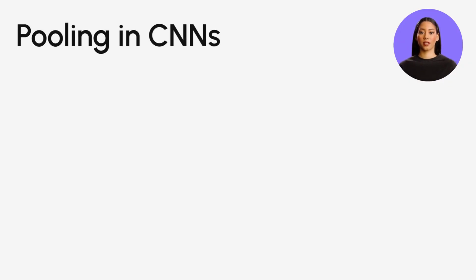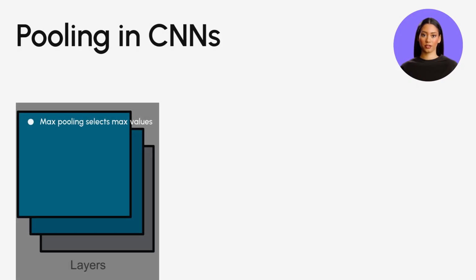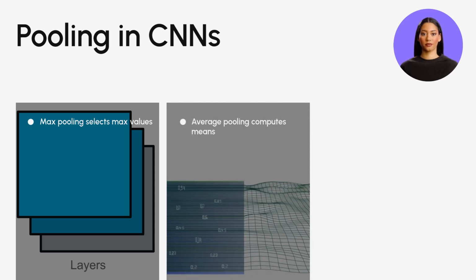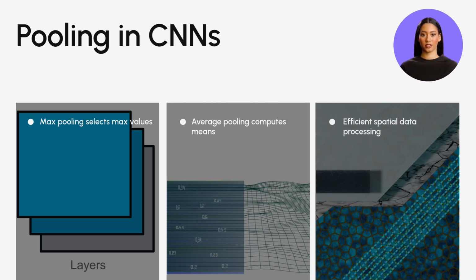Pooling layers downsample input by reducing spatial dimensions. Max pooling selects maximum values, while average pooling computes averages, used in CNNs to make features invariant to shifts. Pooling layers are vital for efficient spatial data processing. They simplify data while retaining essential features.